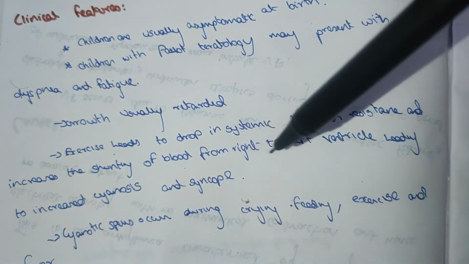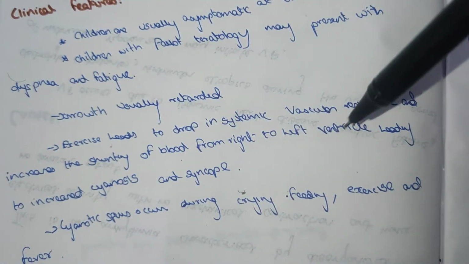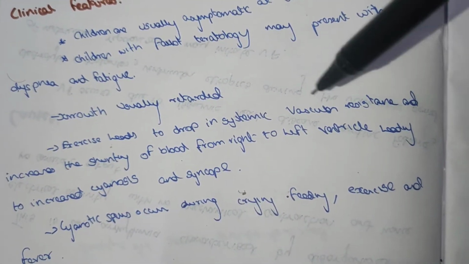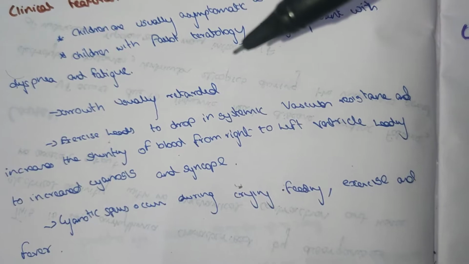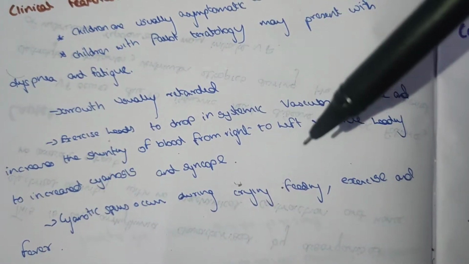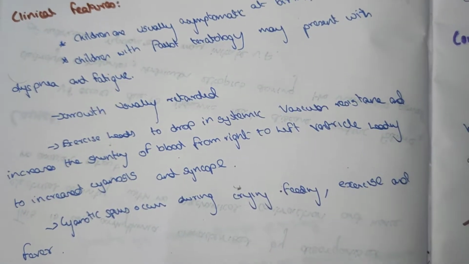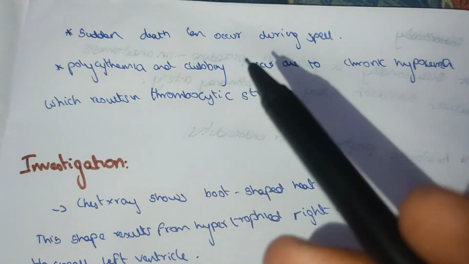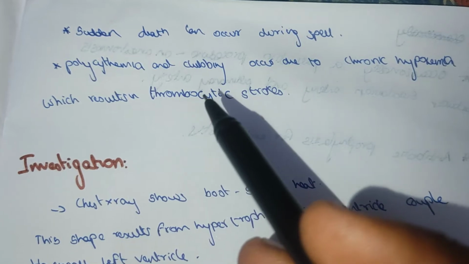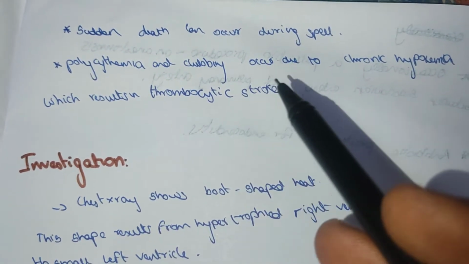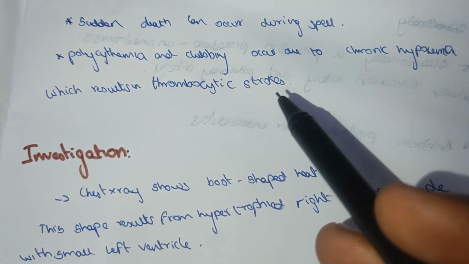This increases the shunting of blood from right to left ventricle, leading to increased cyanosis as well as syncope. Exercise, crying, and feeding can also cause a cyanotic spell, with increased cyanosis and syncope. Due to this, it may lead to sudden death, which can occur during the cyanotic spell. Polycythemia as well as clubbing occur due to chronic hypoxemia, which can result in thrombotic stroke.